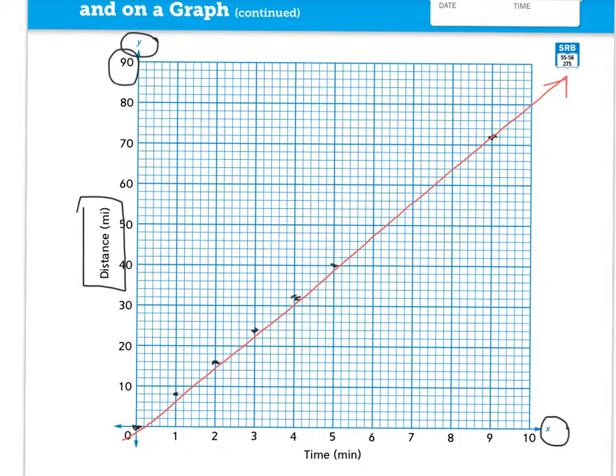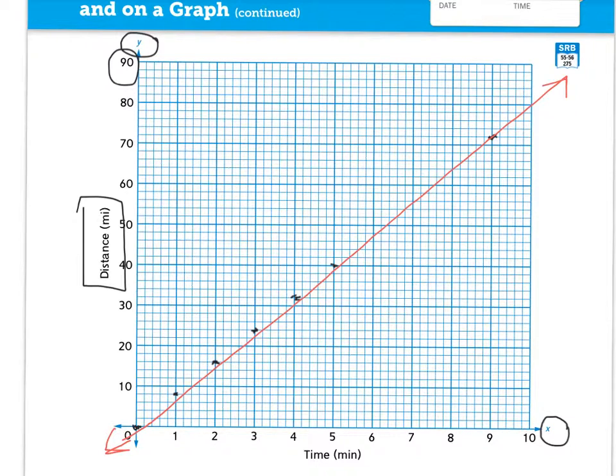And then I have to make a line that goes through there, and I have to make a line that goes through here. So there we have it. There's our graph for that airplane that traveled. So you can see that it traveled 9 minutes. It traveled 72 miles.